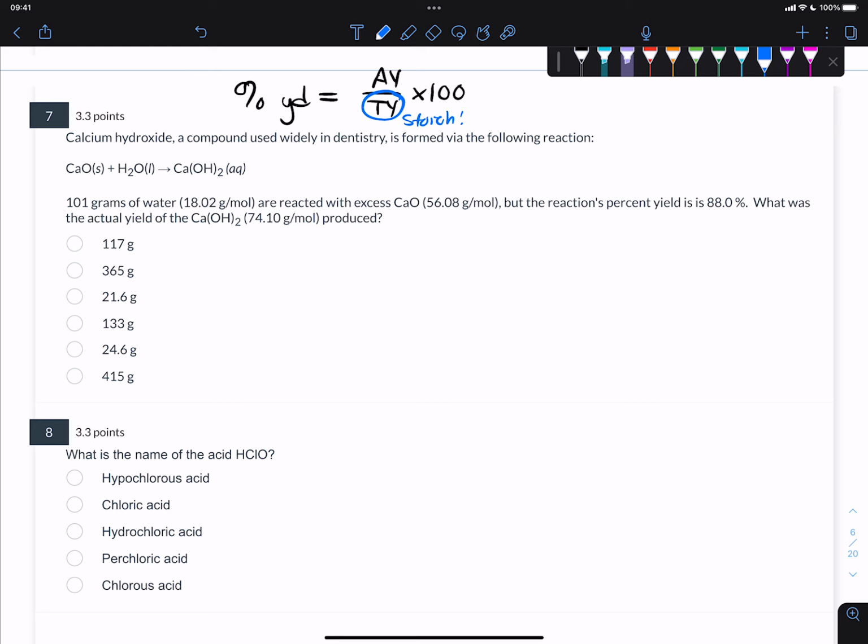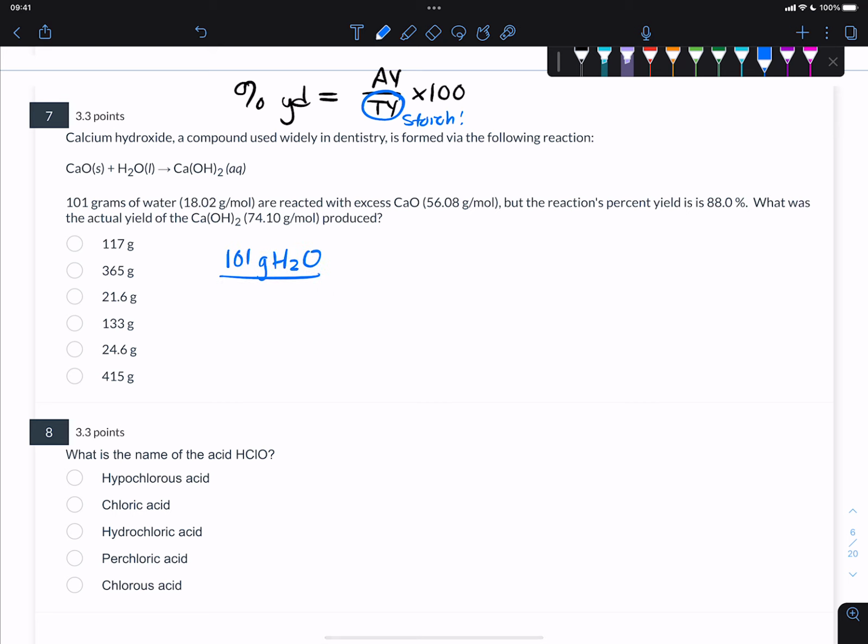So let's do that. We have 101 grams of water and excess calcium oxide. There's excess calcium oxide, so you don't really need it mathematically. You don't know how much there is. It could be 1,000,000 grams. You just won't run out of it. Also, what's really nice is that in this case, you're given the molar masses. So you don't have to calculate them from the periodic table, but you do need to know how to calculate molar mass in general. So we have 101 grams of H2O.